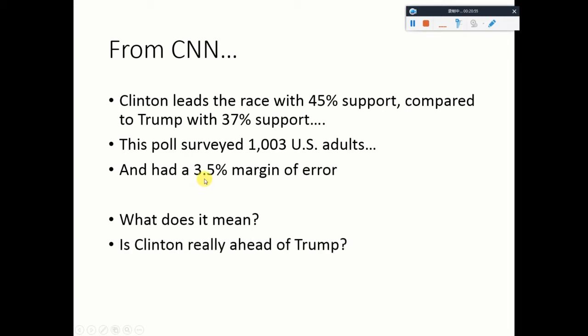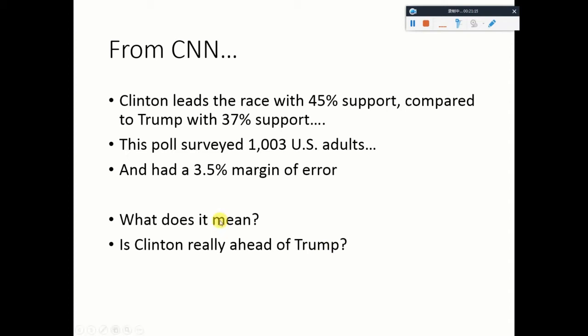And it appears from this sentence that Clinton really is ahead of Trump. But now, if we consider this 3.5 percent margin of error, does it mean that Clinton is really ahead of Trump, or should we draw a different conclusion?